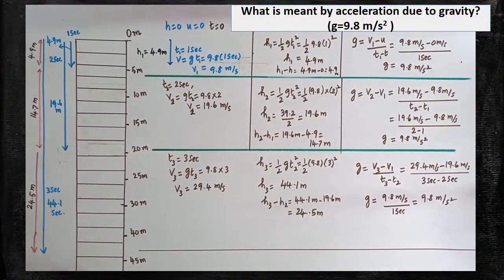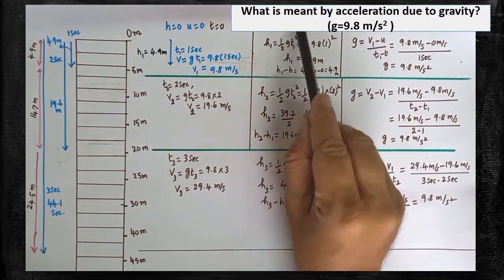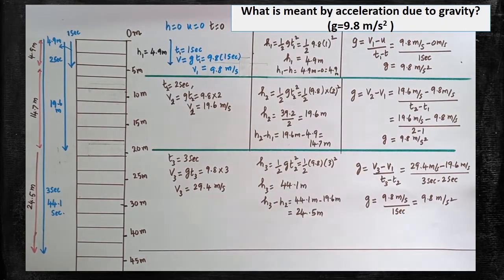Today, in this video, I am going to explain the meaning of acceleration due to gravity. The acceleration due to gravity, the term, is represented by the letter G. Here, first you should know what is acceleration due to gravity.